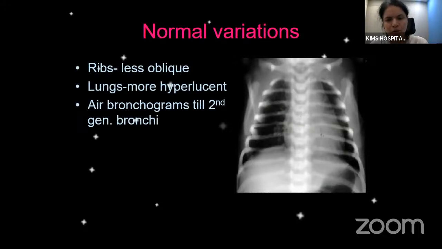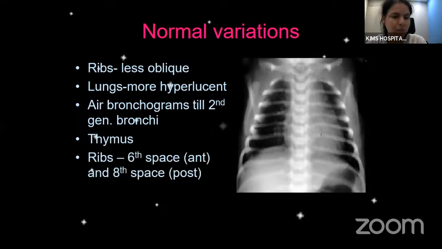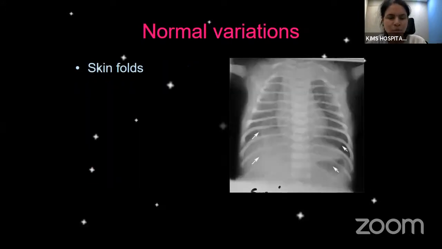Some normal variations in newborn infants are that the ribs may appear to be less oblique and more horizontal. The lungs may normally appear to be more hyperlucent when compared to a bigger child or an adult. We may normally be able to see air bronchograms visualized until the second generation bronchi, which may not be the case with bigger kids. Thymus can serve as a major confounder and can often be confused with cardiomegaly or enlargement of other potential masses in the superior mediastinum. And we may normally be able to see up to 6 anterior intercostal spaces and up to 8 posterior intercostal spaces. So these are some physiological variations in the newborn, and this need not be taken as abnormalities.